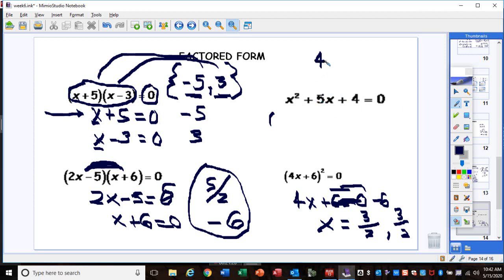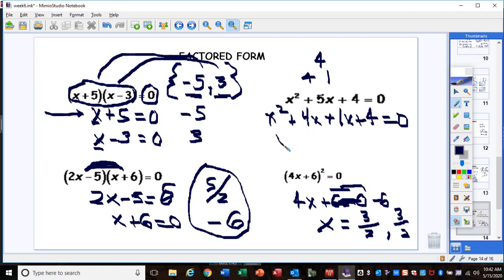So we're going to use 4. Factors of 4 that add up to 5 are 4 and 1. So we're going to go x squared, plus 4x, plus 1x, plus 4, equals 0. We've done this before.